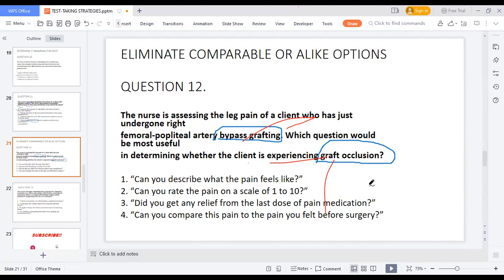Option number 1, can you describe what the pain feels like? Okay, look at option number 2 again. Can you rate the pain on a scale of 1 to 10? Comparable means they are saying the same thing in meaning or in words.